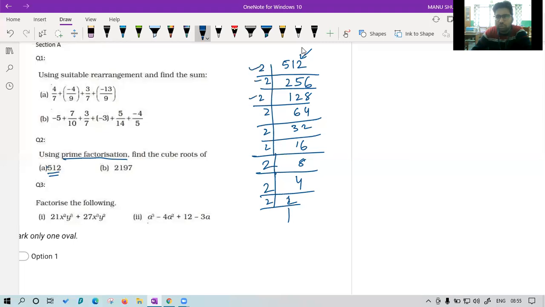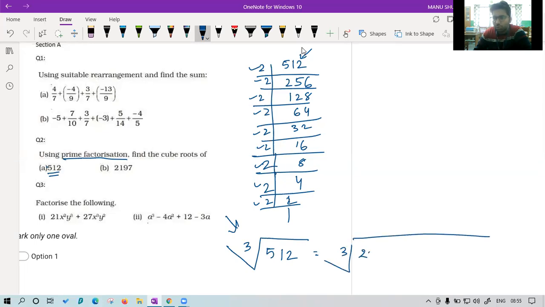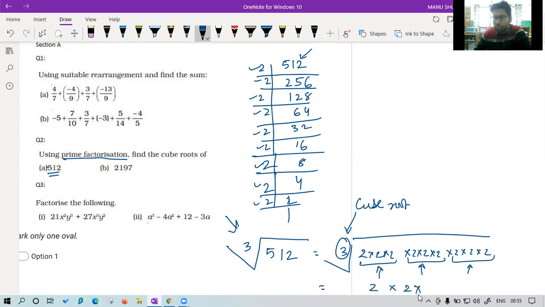Then we count 1, 2, 3, 4, 5, 6, 7, 8, 9. There are 9 2s in the cube root of 512, class. Do you remember? We write like this. The cube root of 512 is written like this, and we can write it as 2 into 2 into 2 into 2 into 2 into 2 into 2 into 2 into 2. As the guard sitting outside is a cube root, now we will make a triplet. A triplet of 2 will come from this one, and from this one. So the answer is 2 into 2 into 2, that is 8, your correct answer.